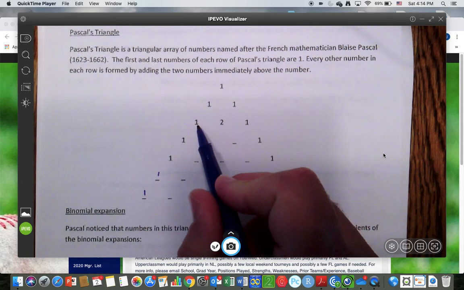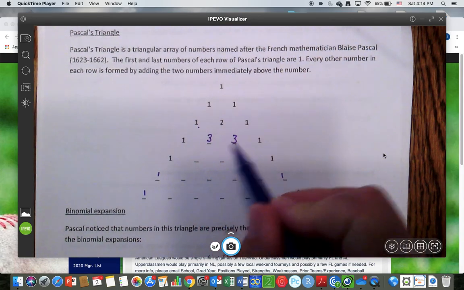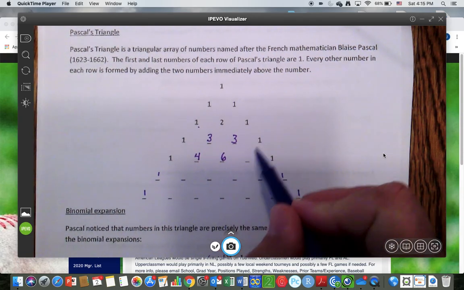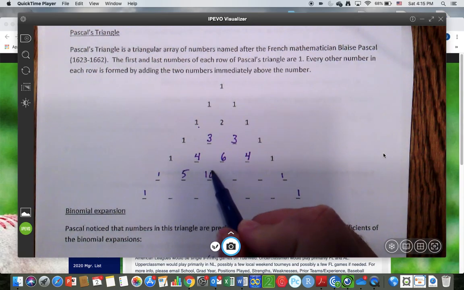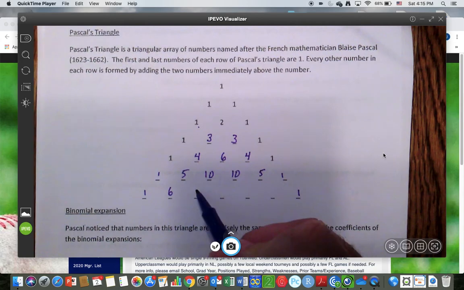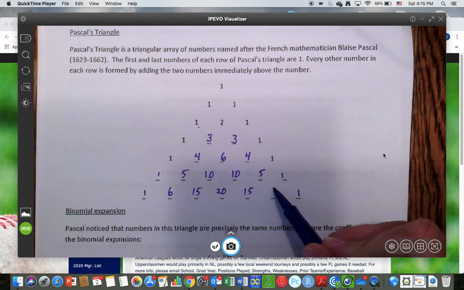So this number here is 1 plus 2, which is 3. 2 plus 1, which is 3. 1 plus 3 is 4. 3 plus 3 is 6. 4, 5, 10, 10, 5, 6, 15, 20, 15, 6.